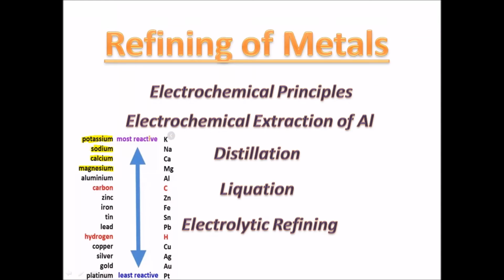Hello students. Today we will look into the refining of metals. Firstly, let us see about the electrochemical principles involved in metallurgy and how aluminium can be profitably extracted by the electrochemical process. Then we will look into the various other processes like distillation, liquation and the electrolytic refining. The electrochemical process is carried out for most reactive metals like sodium, potassium, calcium and magnesium.